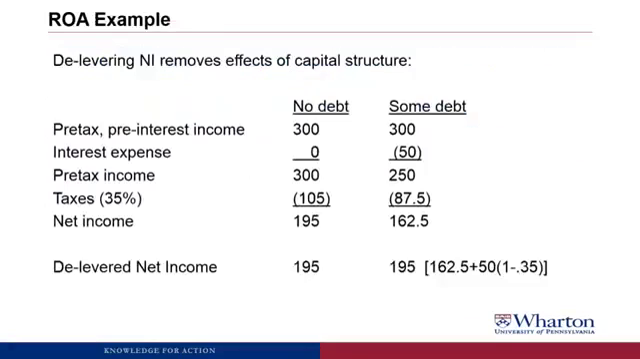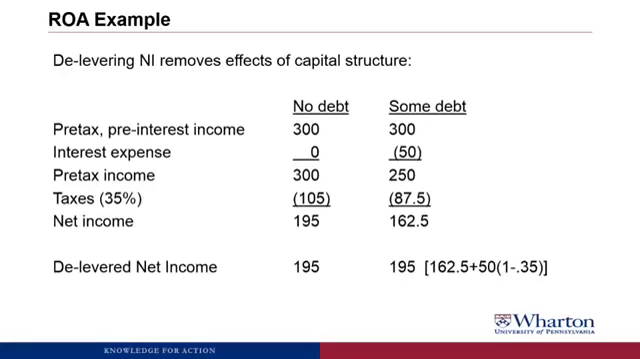Yeah, I know the formulas are a little bit abstract, so let's go through an example to see how this works. So here's the example of why we need to de-lever net income to calculate ROA. Let's say we have two companies, one that has no debt and one that has some debt. They both have the same pre-tax, pre-interest income of 300. So that's EBIT, earnings before interest and taxes. So it looks like they have identical operating performance at this point.